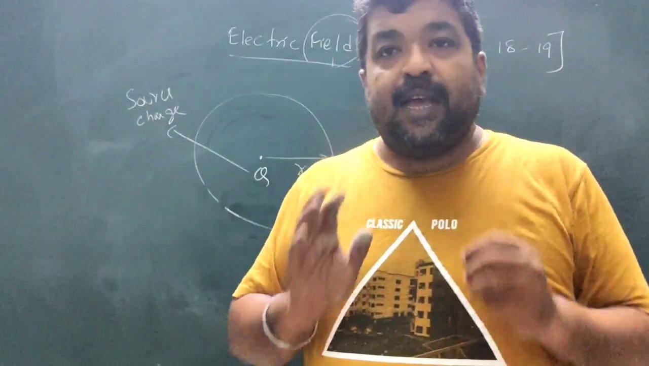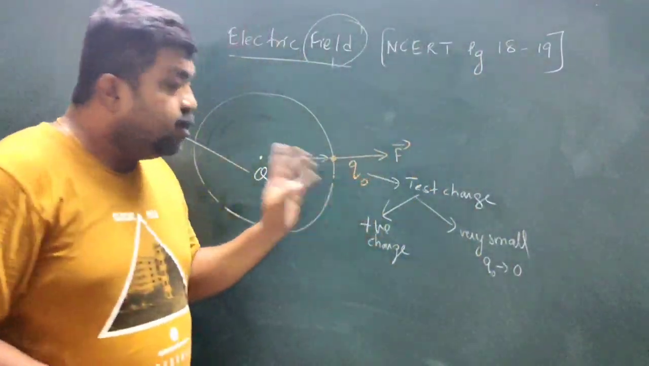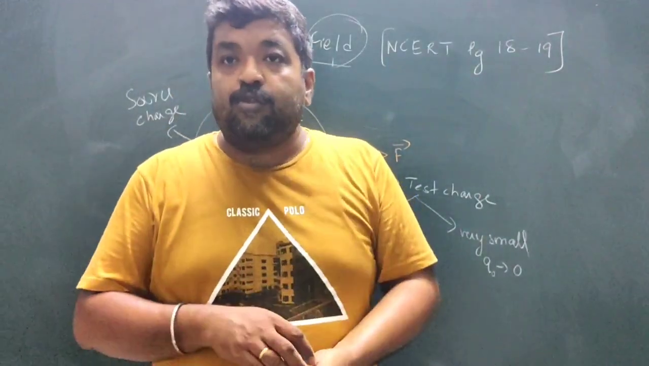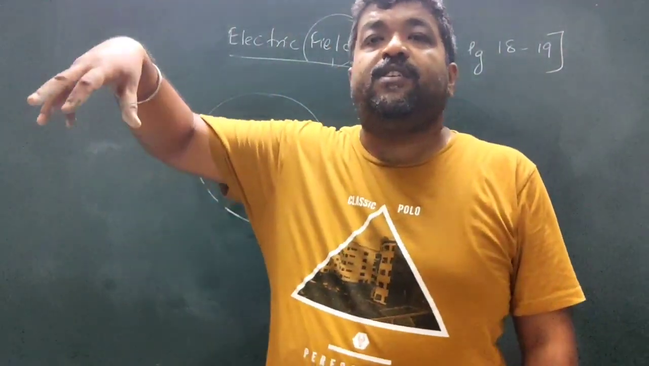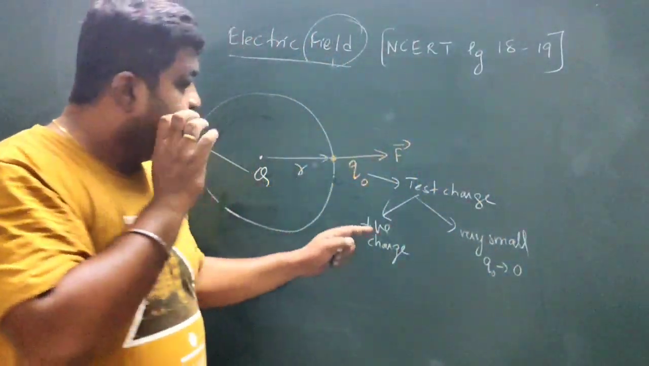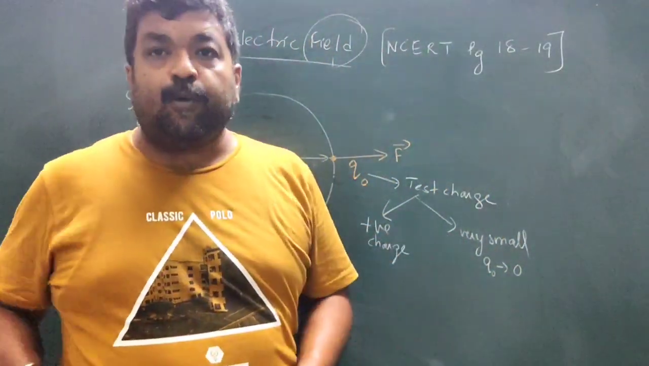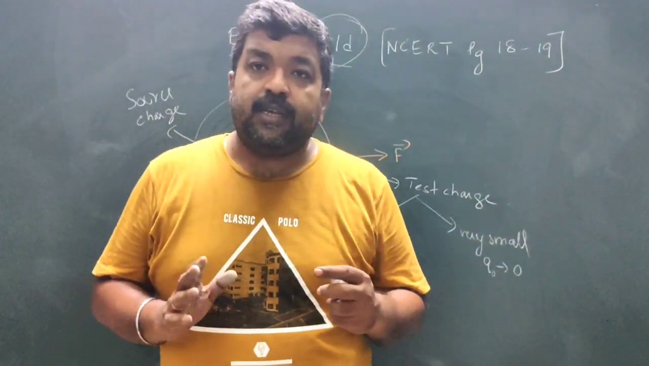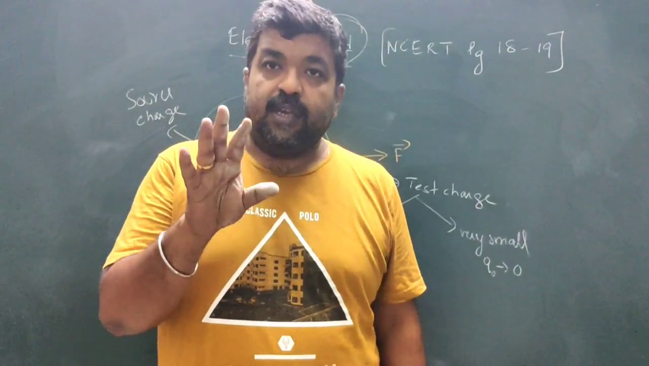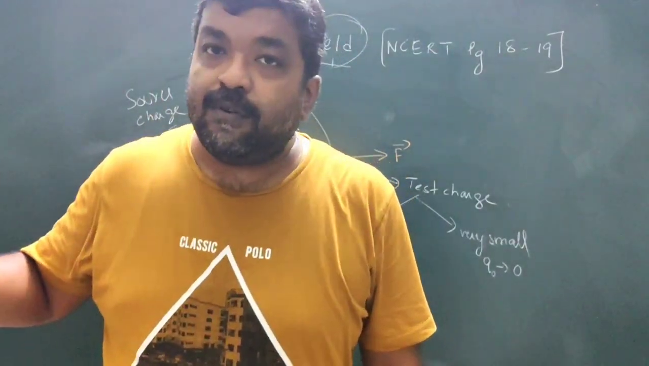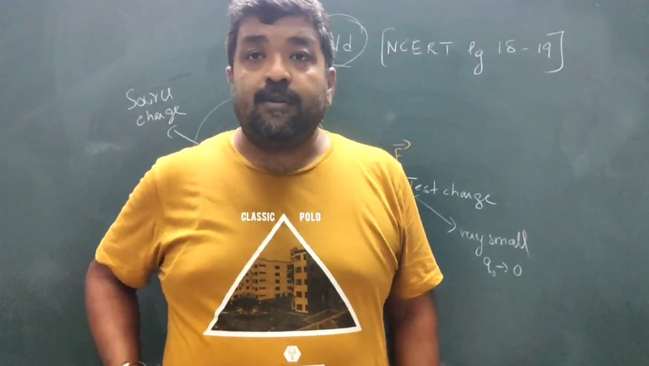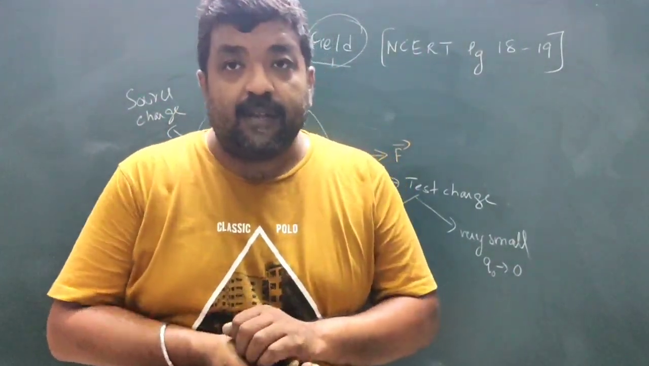So that is why I am considering that this small q naught is very small, so that its own electric field is very small. So I am able to independently study the electric field of this capital Q, the source charge. Okay, so that is the reason it is a small charge. And why is it positive? Because I am going to study this concept of electric field from the point of view of force. Okay, because I am aware of Coulomb force. So from the concept of Coulomb force, I am going to study electric field.